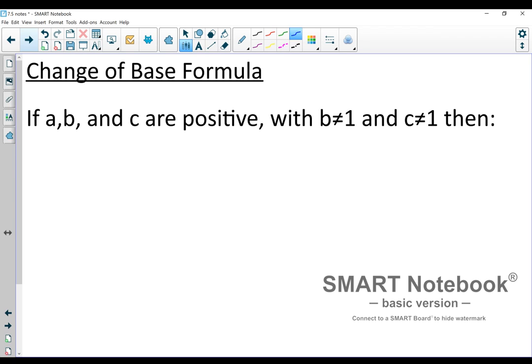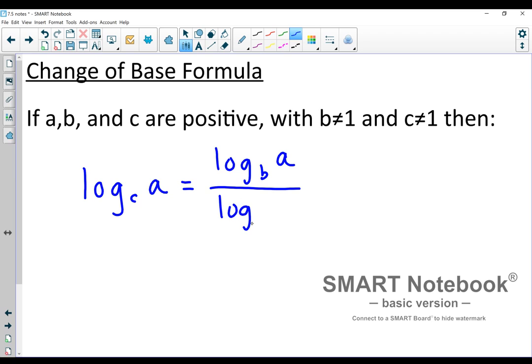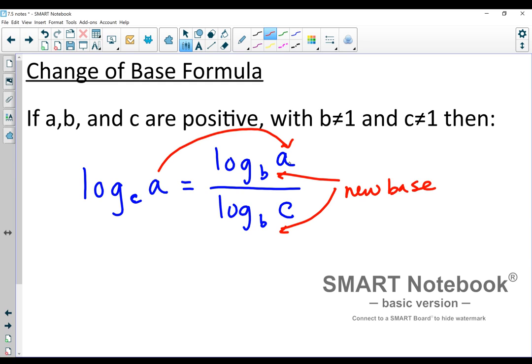Our last formula that we need today is the change of base formula. So if A, B, C are positive, B can't be 1, C can't be 1, then if we have log base C of A, that's going to equal log base B of A over log base B of C. So I really feel like this is one of those formulas where I've kind of got to break it down and tell you what in the world is going on. So this B is going to be a new base. And then you can see that the A went in the numerator, the C went into the denominator.